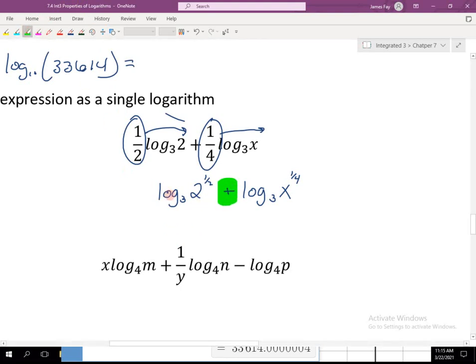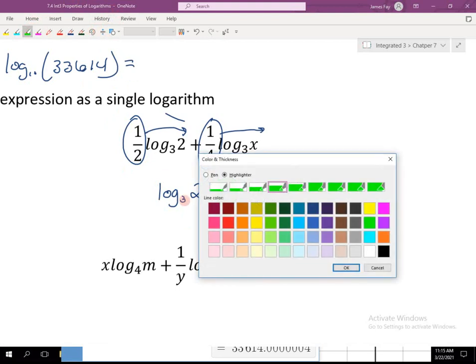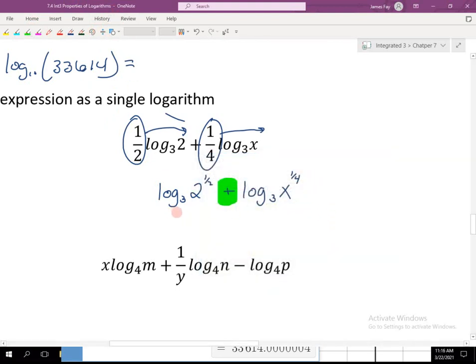Now, if that's addition, what does that turn into? Multiplication. So I'm going to multiply what's in the parentheses together, right? When I multiply the stuff in the parentheses, it's going to turn into log base 3 of 2 to the 1/2 times x to the 1/4. Okay? Which generally is okay to write it that way.